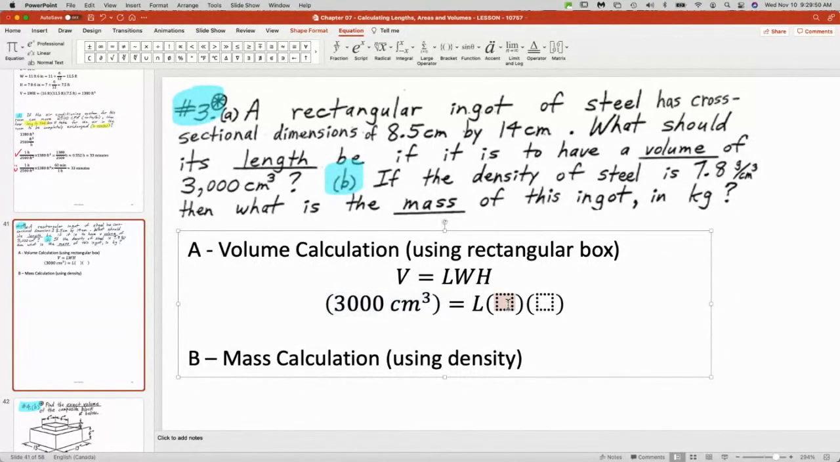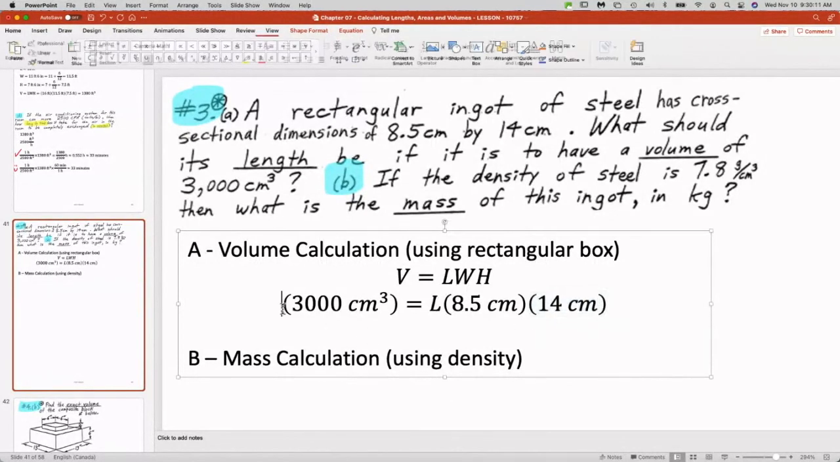We have 3,500, sorry, 3,000 I meant, and then we have 8.5 and 14. It doesn't matter which one is 8.5 and which is 14. Yeah, go for B now. It doesn't matter which one is which, just as long as you do things consistently. So I'm going to show some intermediate steps because I'm sure it will make a few people feel happy to see that.